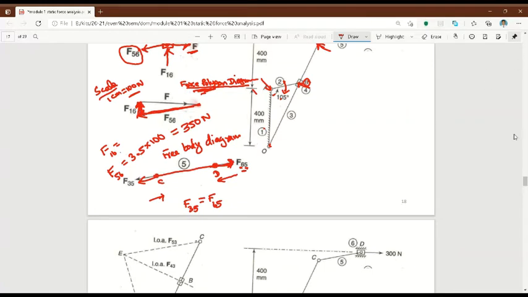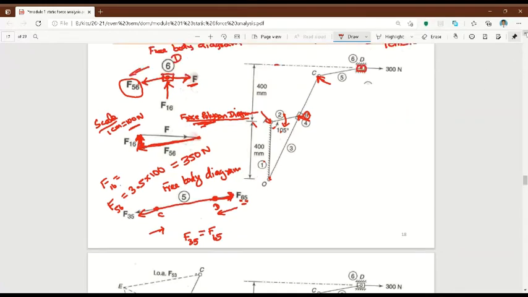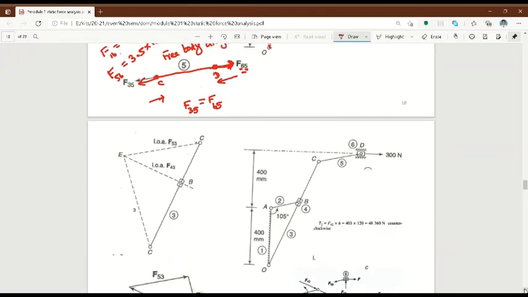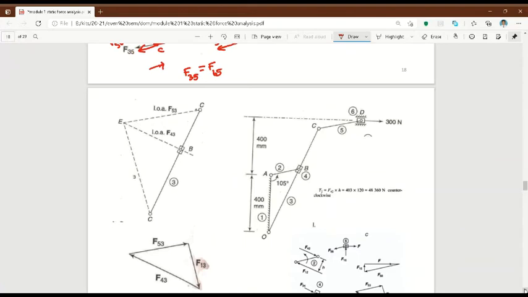Now we have to move to the next link. What is the next link? The next link is OC. So draw OC. Draw a parallel line to OC. So here is one more free body diagram.